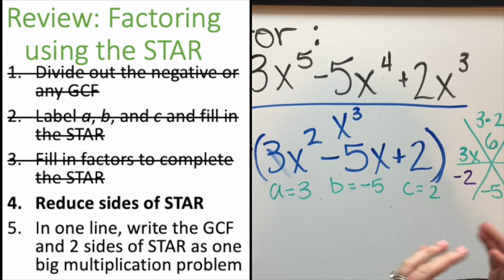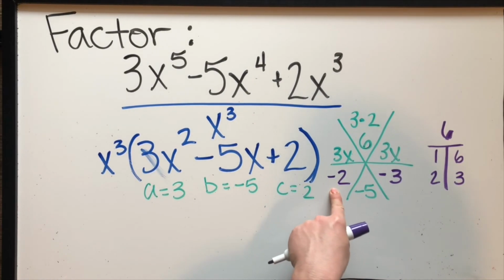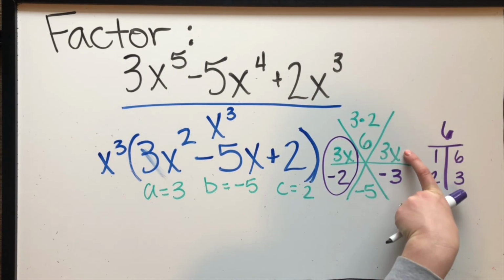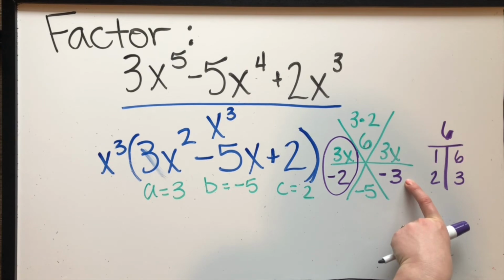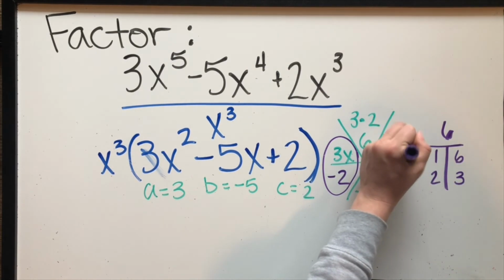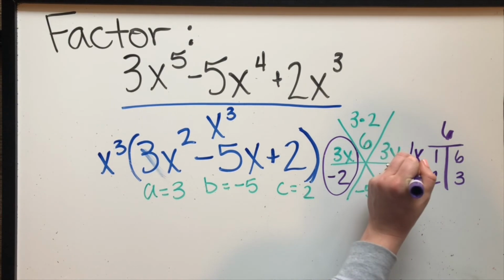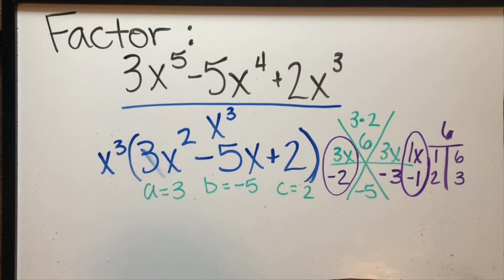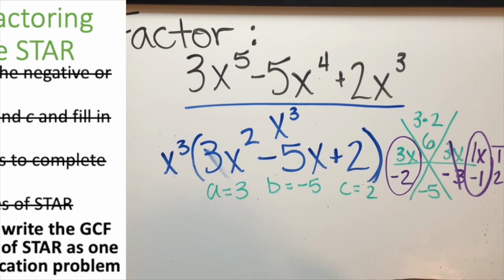So now that we're done with that, we're going to reduce the sides. I have 3x over negative 2, and nothing will reduce there. But on the other side, I have 3x and negative 3. So I clearly can take 3 out of both of these. So that's going to leave me with 1x on top. And again, that negative stays, so it would be negative 1 on bottom. So those are going to be the sides that I use to create my factors.